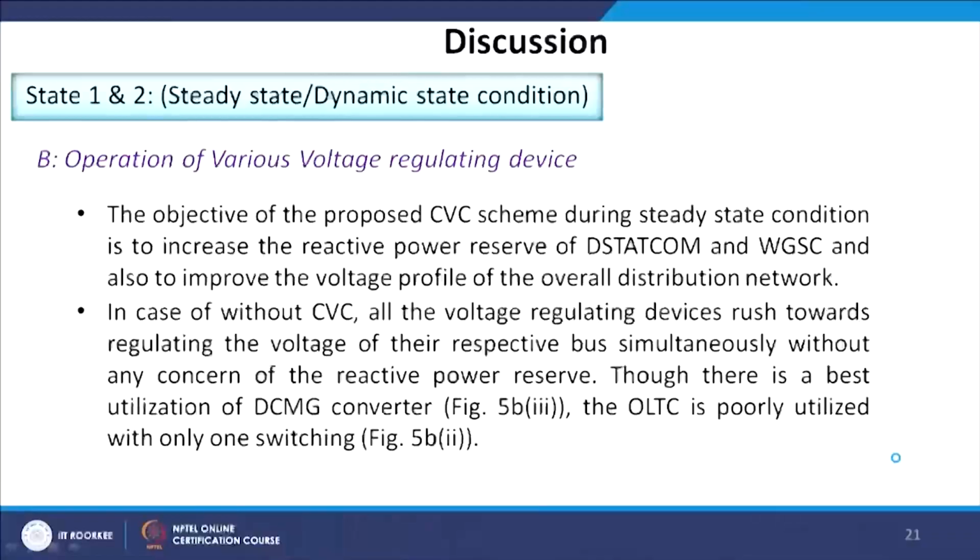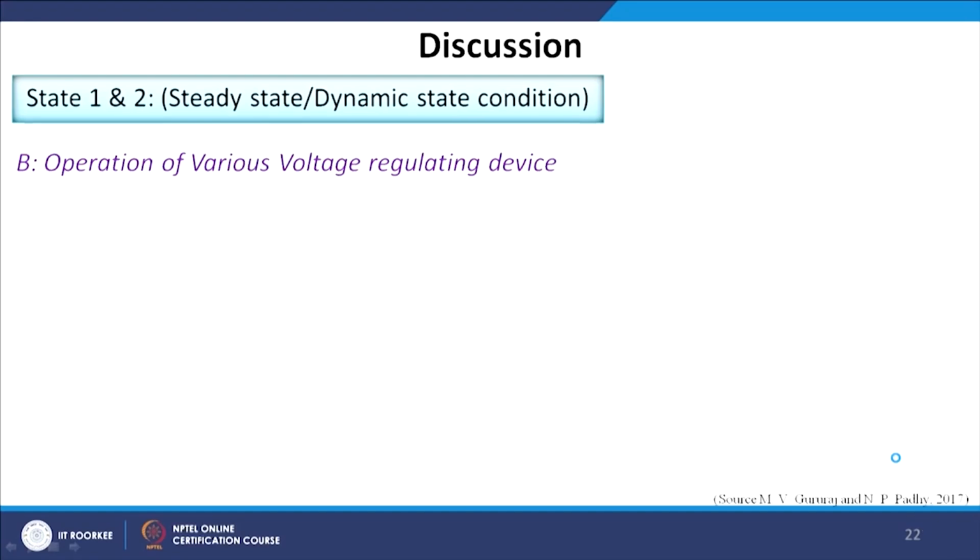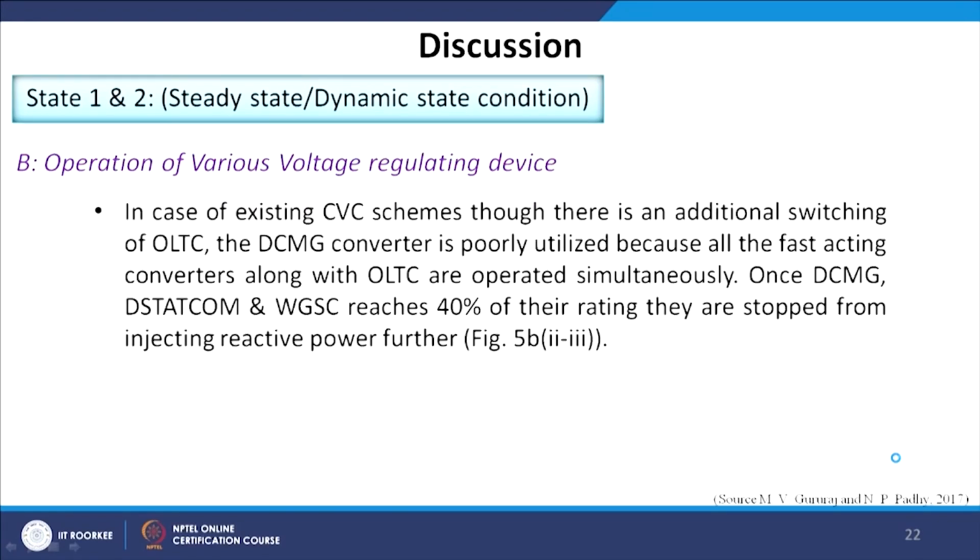Now, as we discussed, during emergency, or if you do not have a proper CBC scheme, then they all try to help the system at their own locations, and perhaps without looking into how much reserve they carry with them. Though there is a best utilization of DC microgrid converter, the OLTC is poorly utilized with only one switching. In case of existing CVC scheme, though there is an additional switching of OLTC, the DC microgrid converter is poorly utilized because all the fast acting converters along with OLTC are operated simultaneously.